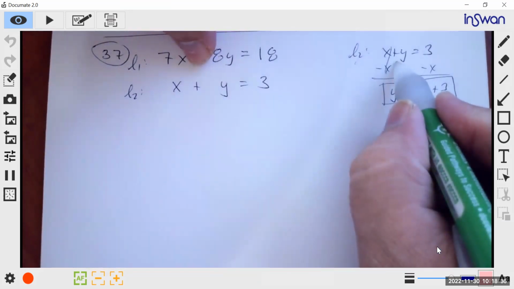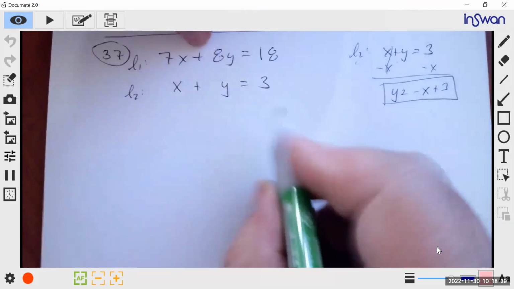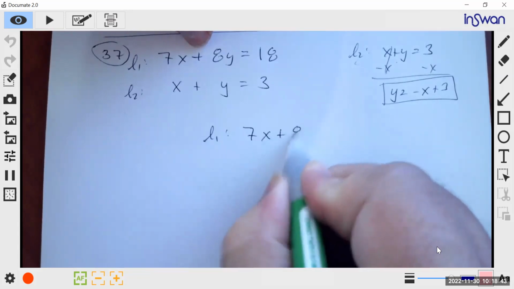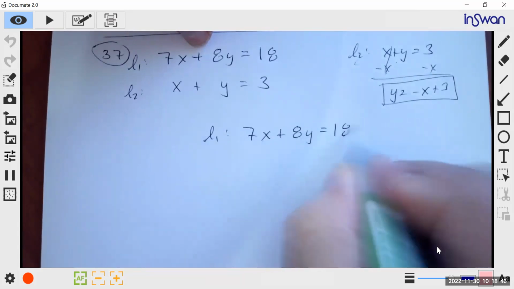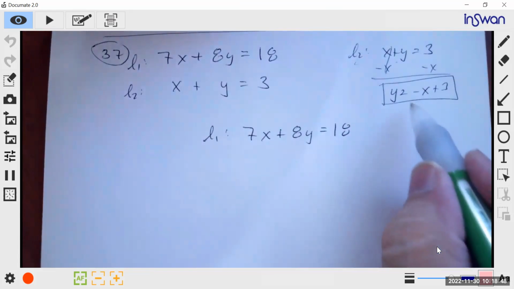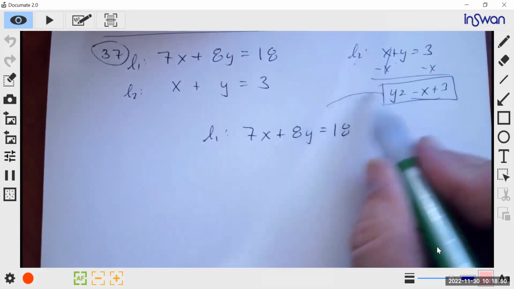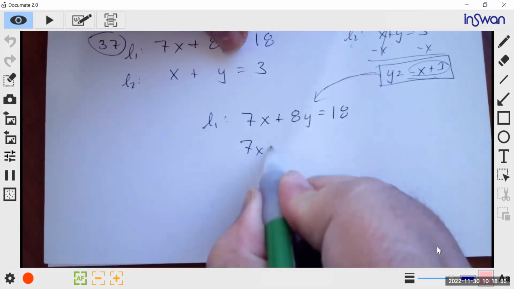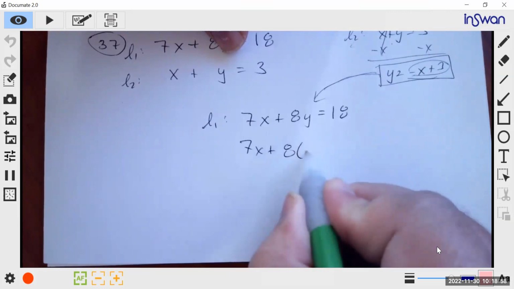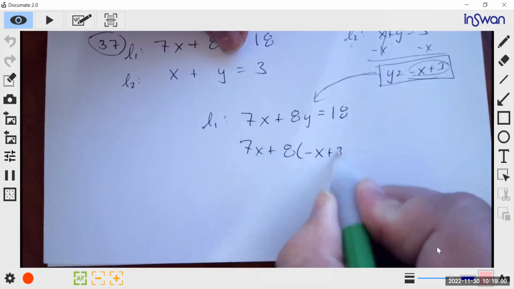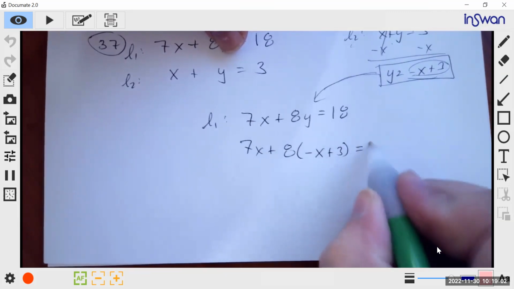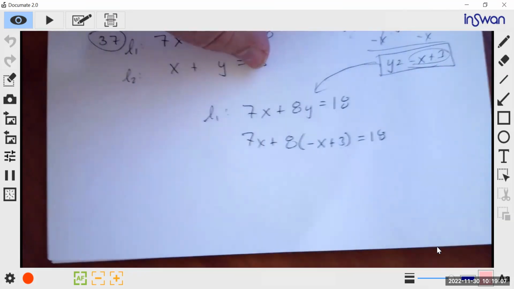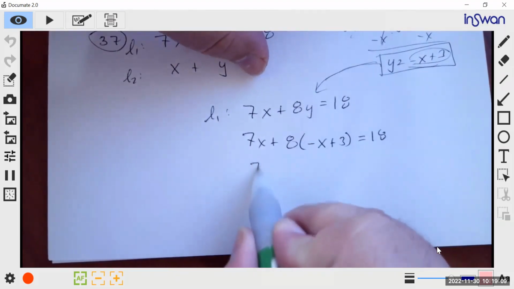Since I used line 2 in this first step, I've got to use line 1 for the second. So anywhere I see a y, I put -x plus 3. So y is -x plus 3 from that. And solve it. Get rid of the parentheses, so we distribute.